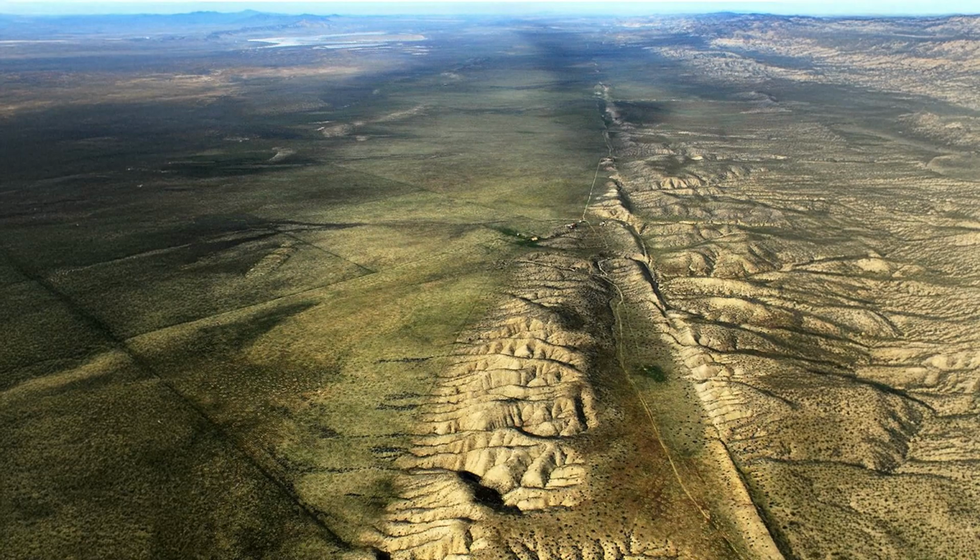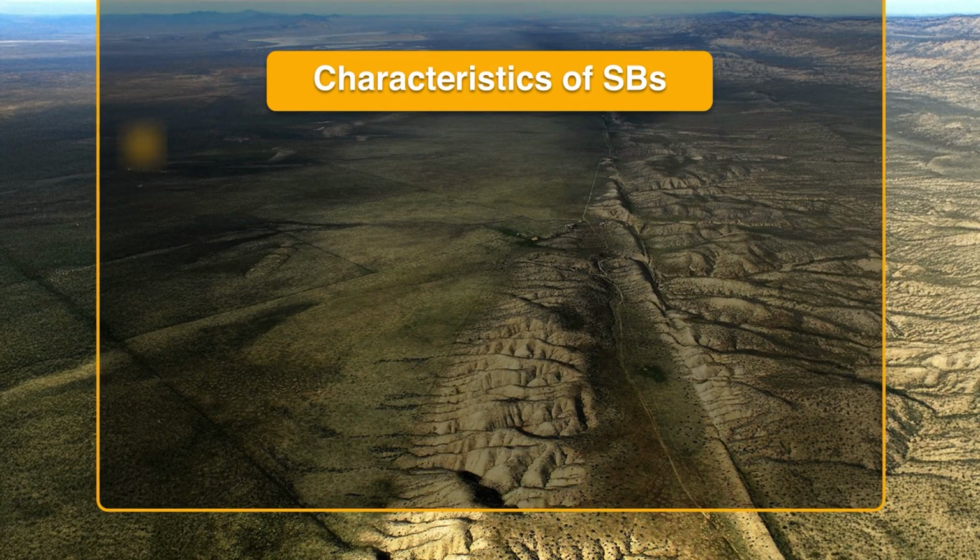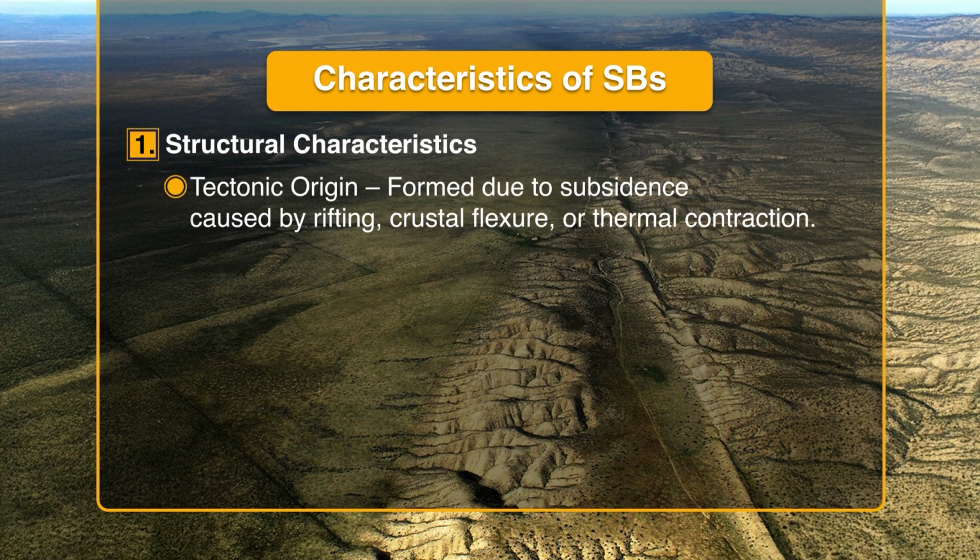Whatever classification that we have seen, we can look into that again from a different perspective. Those bases on which they are classified could also become the characteristics of sedimentary basins. The first characteristic could be the structural characteristics, like the tectonic origin, which is how they have formed, whether due to subsidence by rifting, crustal fracture or thermal contraction.